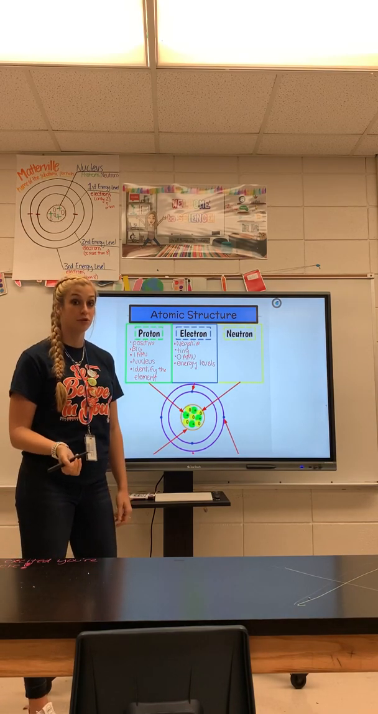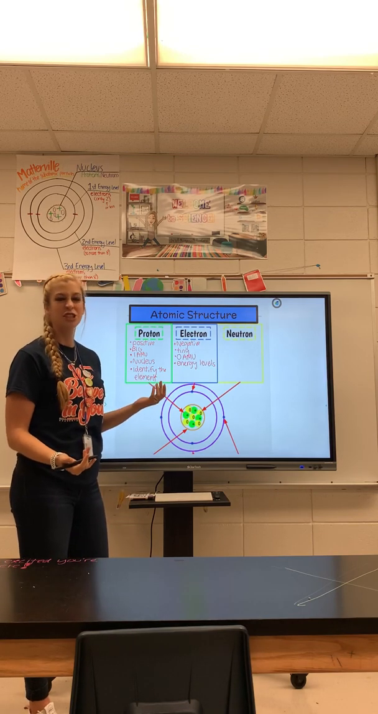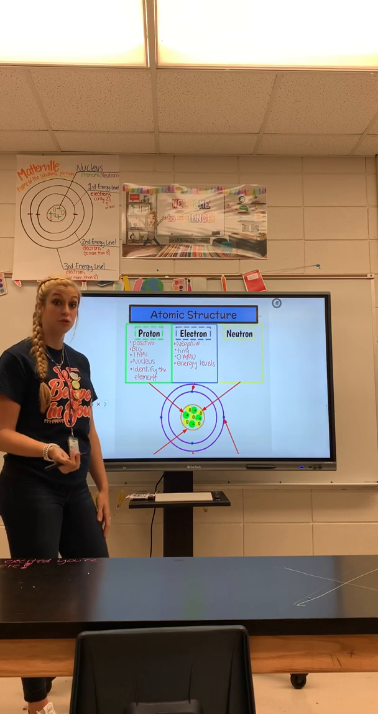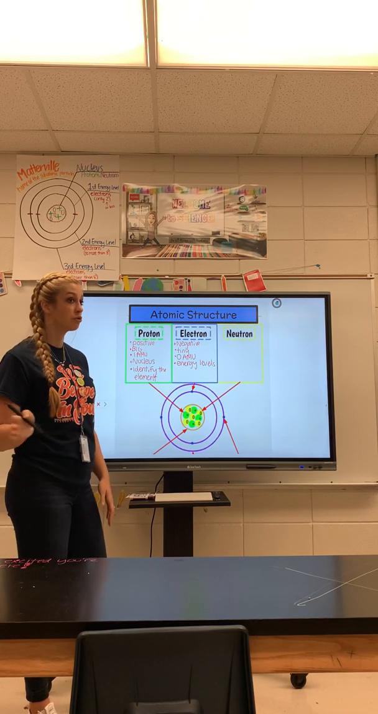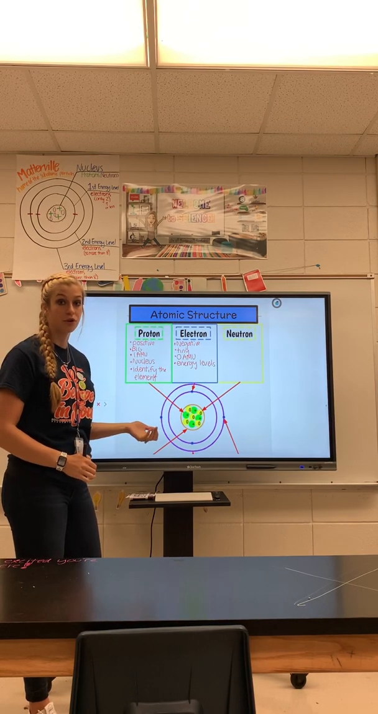Last, we're going to talk about neutrons. Nerdy Nelda Neutron, in the story, she was okay. She was kind of like a stale face. She was always neutral. Neutral means no charge at all, not positive, not negative. So I'm going to put neutral, no charge.